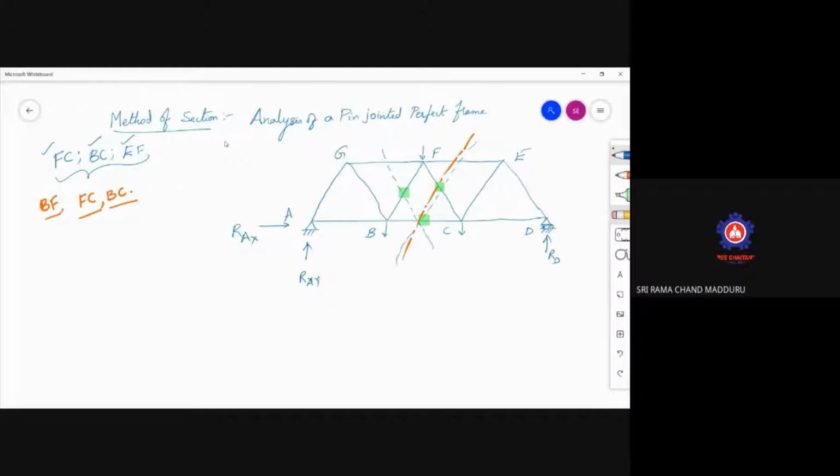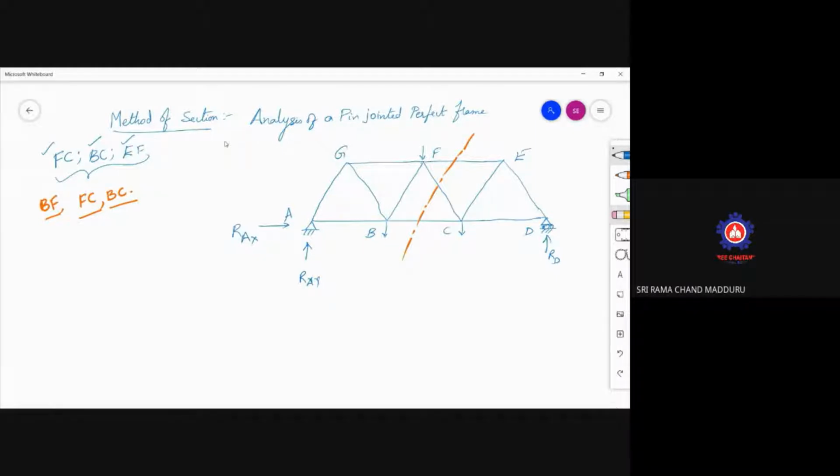So when we are cutting a section, the entire frame is to be separated into two parts. And after cutting the section, what do we have to do? We have to draw the free body diagram. You take either the left side or the right side. So in the first step, we are cutting the section. In the second step, we have to consider the free body diagram, either left side or right side, and using your equations of equilibrium, you start analyzing the problem.